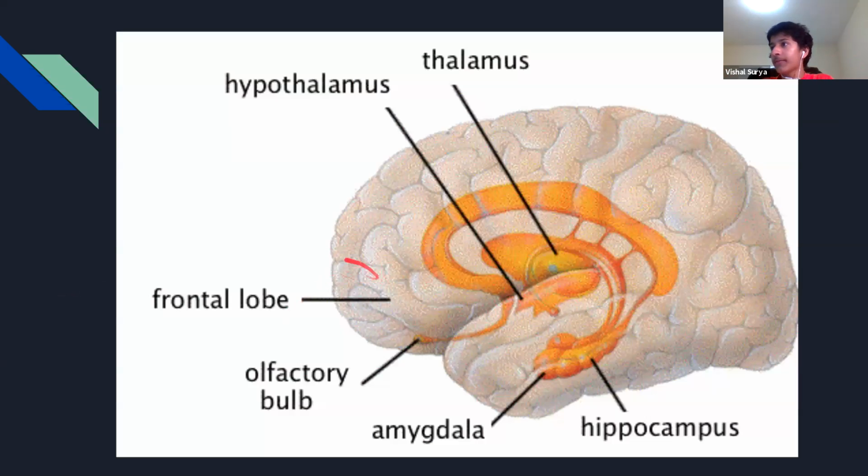So you can see, you don't have to worry about the other types of things right here, but just note the hypothalamus is right here, and the thalamus is right there. You don't have to worry about these two. We'll get into the hippocampus pretty soon.